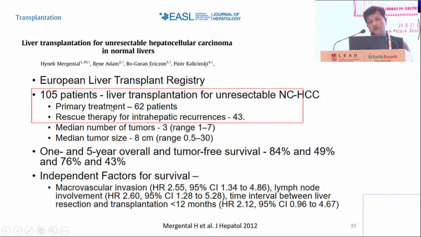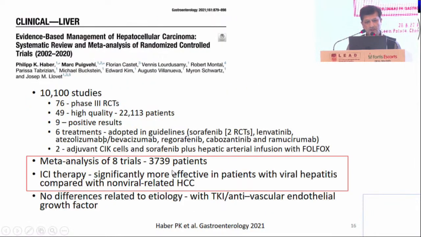For patients with a non-cirrhotic liver who are not resectable, this is one study from the European Liver Transplant Registry where they transplanted a small number of patients, as a primary treatment or even as a rescue therapy for intrahepatic recurrence. I think that is possible. How about the other modalities? Now it is the era of systemic therapy and immune checkpoint inhibitors, and we will have one session on that in the evening today. Overall, there is not much data on loco-regional treatment, but yes, we can follow the same BCLC regimen in these patients and give them that kind of treatment.